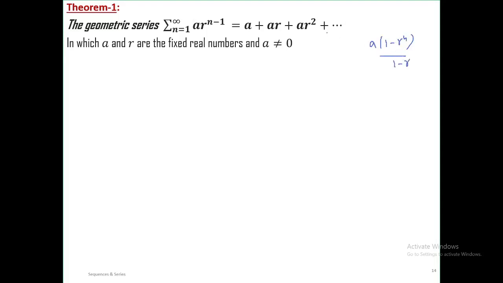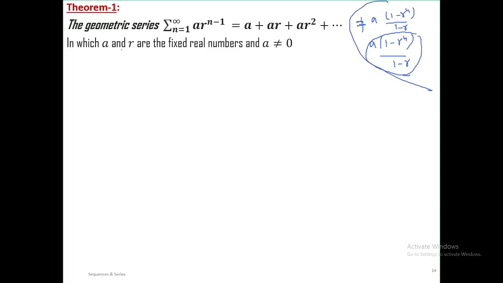But here not n terms, infinite terms are there. So therefore this is not equal to a into 1 minus r to the power of n by 1 minus r. Make it very clear. If the terms are only n in number, the first n terms, then the formula is a into 1 minus r power n by 1 minus r. Clear? This should be very clear first of all. So this is a series of infinite terms.